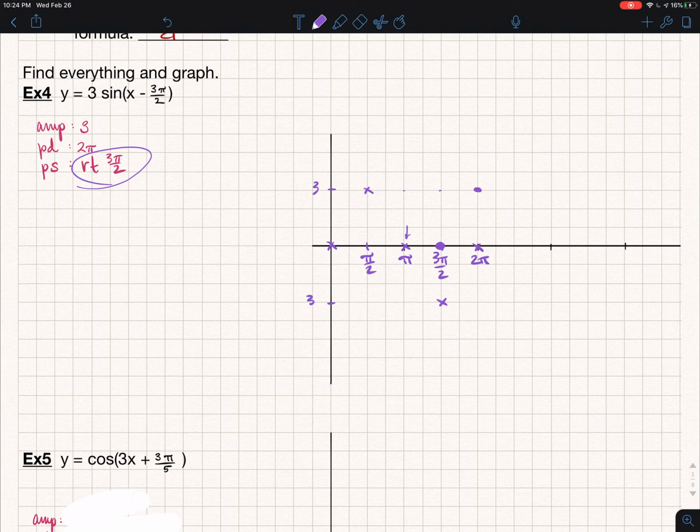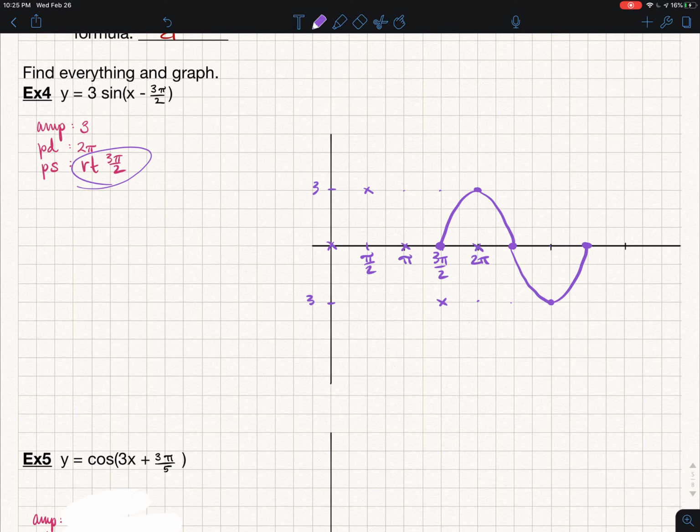Then go to your next x-intercept, the middle. Take it to the right 6 blocks. Then to your minimum. Take it to the right 6 blocks. And lastly, your x-intercept, the ending value, take it to the right 6 blocks. Now connect your coordinates with your curves. And you've got your sine graph.